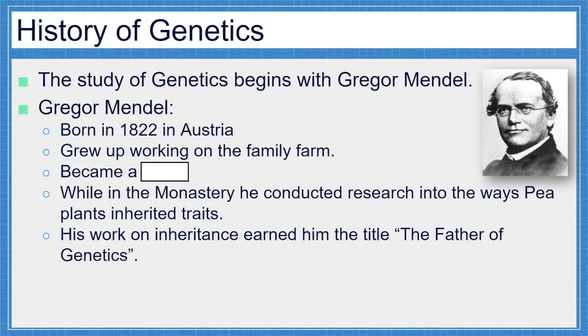Now, Mendel was born in 1822 in Austria. He was born to a farming family, and he grew up working on the family farm. So he was pretty cluey about how you would grow plants and that sort of thing, and how you might try and breed certain plants or certain animals together to get the best types of traits for their offspring.